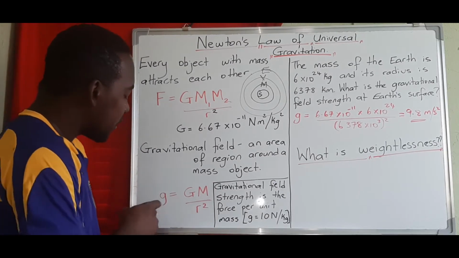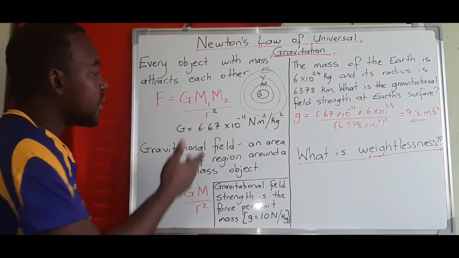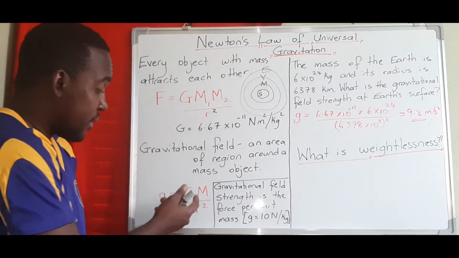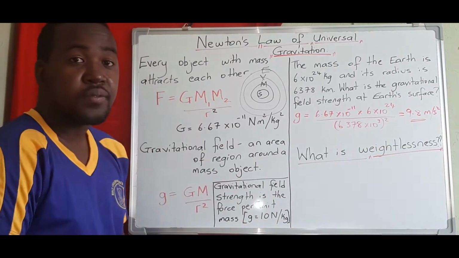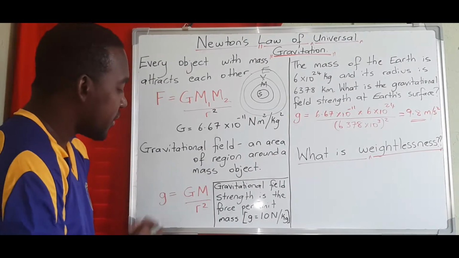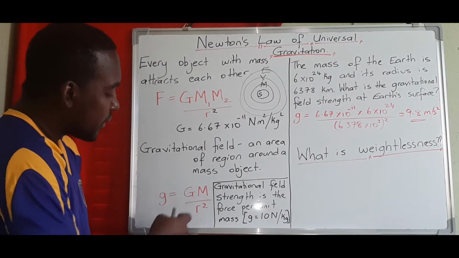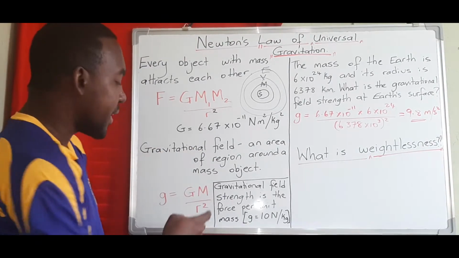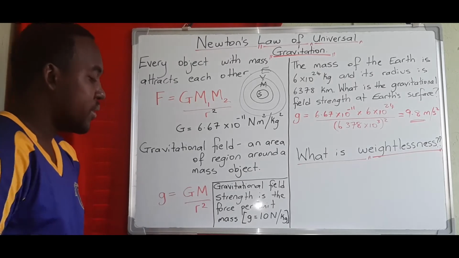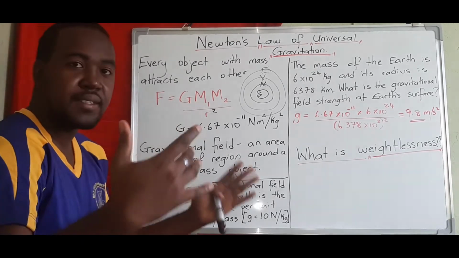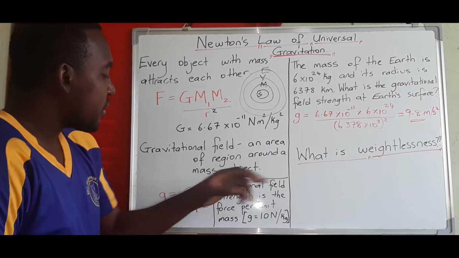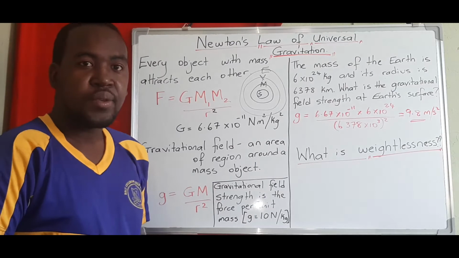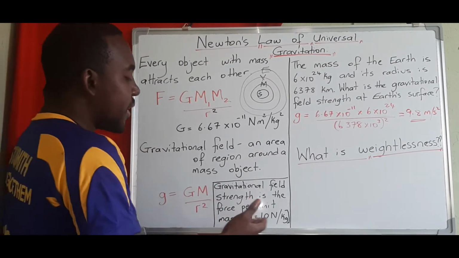So the gravitational field strength is equal to the gravitational constant, which is 6.67 times 10 to the negative 11, times the mass, and this mass is the mass of the object that you want to find the force for, over r squared. So r now is the radius of the mass. This r represents the distance between the masses. So your gravitational field strength is the force per unit mass.